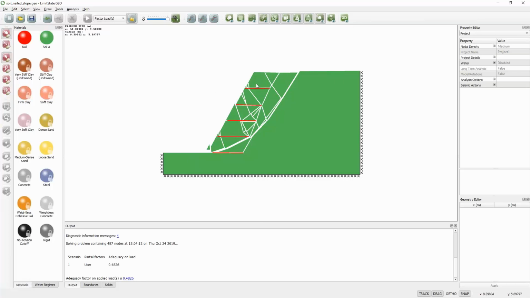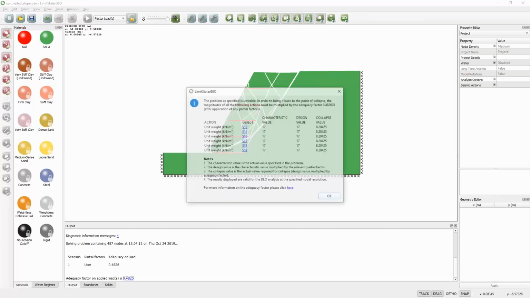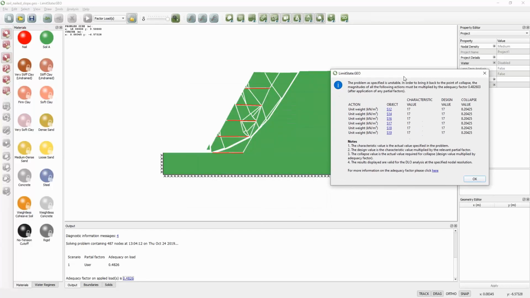And this is behaving, still deforming slightly, but we're getting a major slip plane around the back and then diving between these two reinforcing elements. And we've got a much reduced capacity. So now what the software is saying is that for this slope to be stable, it would only be stable if the unit weight of the soil was 8.2 rather than 17.